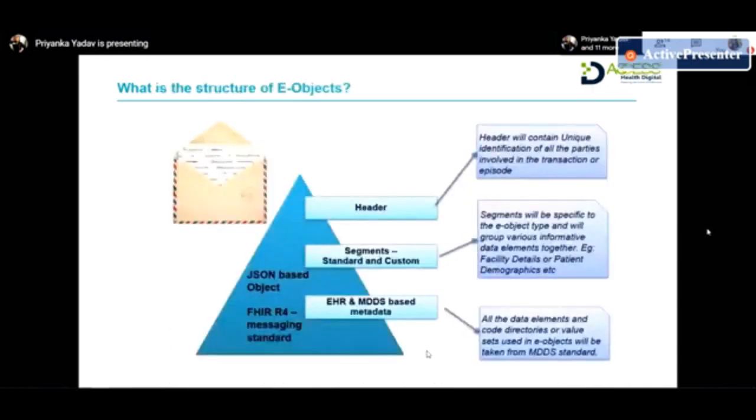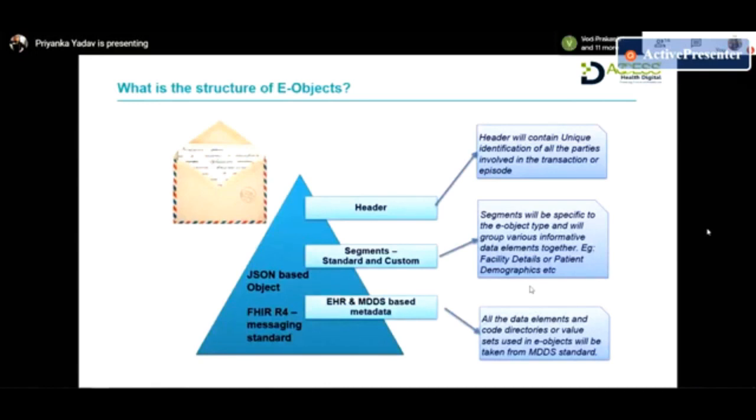So, like I've already explained, the address is nothing but the header. So all the e-objects will have two parts, specifically two parts. The header, which is the address, which will have all the identifiers. It will only have identifiers.